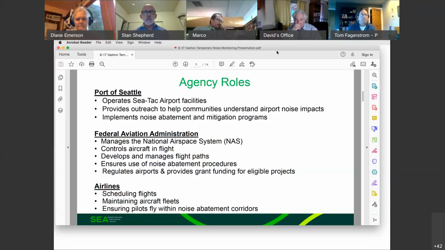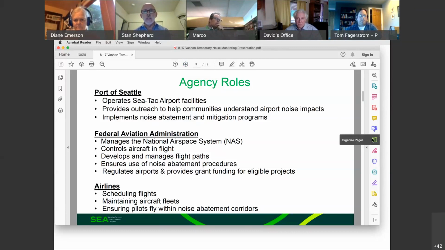They ensure the use of noise abatement procedures. So we do have some procedures close into the airport, going in and out of the airport, of where those aircraft should be flying. So we work closely with them to make sure that we understand what kind of direction they're giving to the pilots and where those aircraft are told to fly.